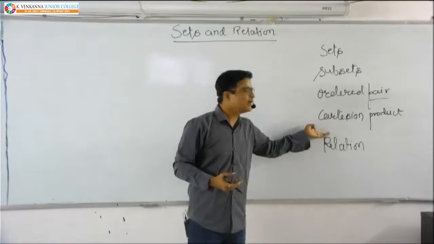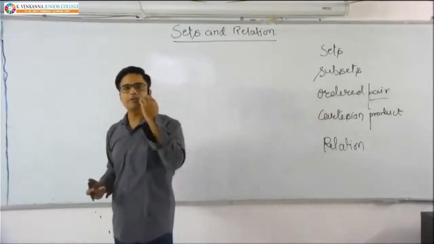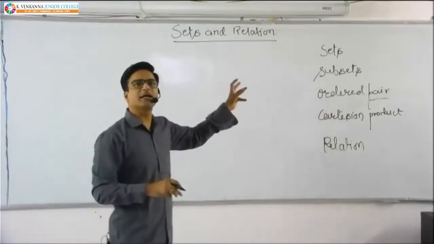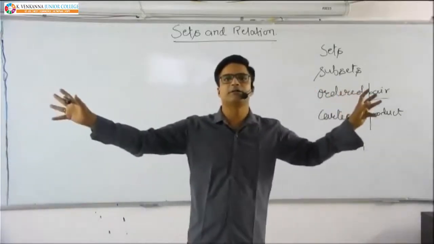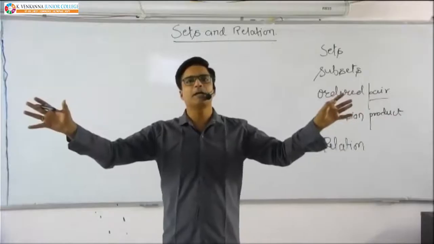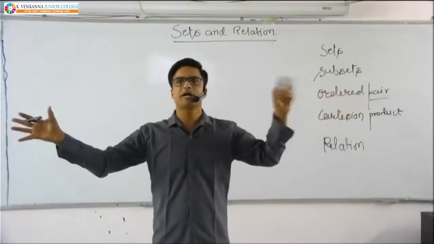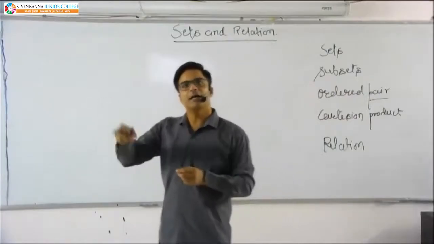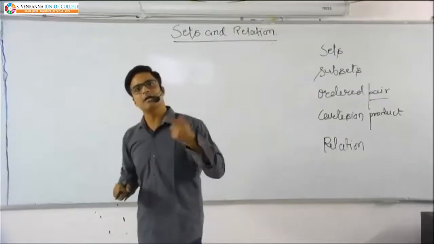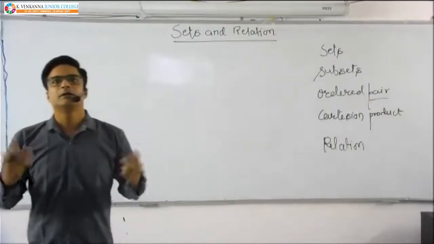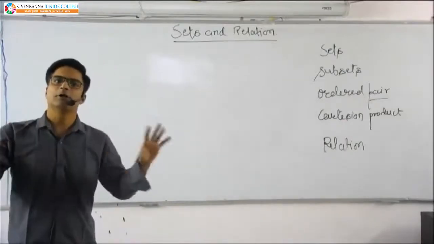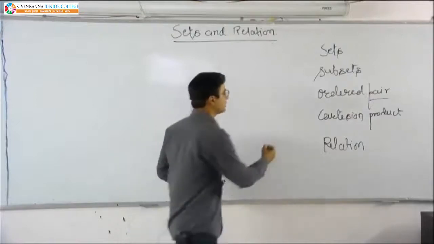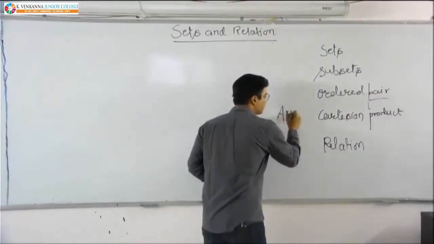Then we defined Cartesian product. Cartesian product between two sets: let's say set A has some elements, set B has some elements. Then all the ordered pairs (a, b) from set A to set B, such that the first element is coming from set A and the second element is coming from set B. It is basically a set of all the ordered pairs, and it is called the Cartesian product, and it is denoted by, if you remember, A cross B.